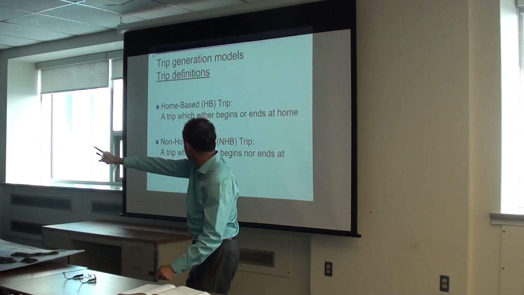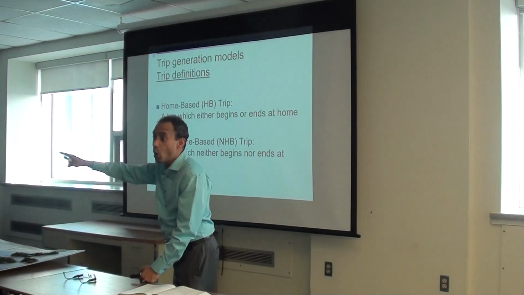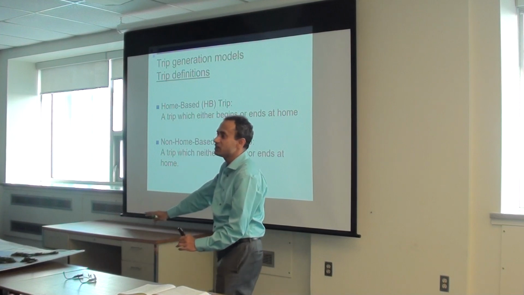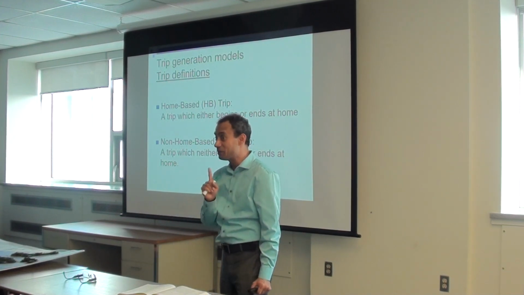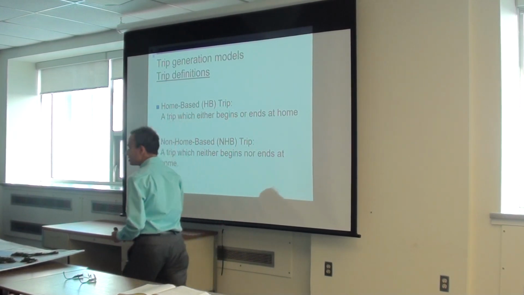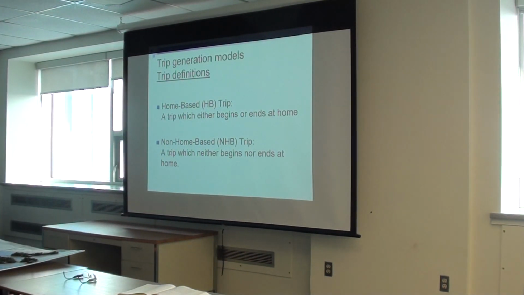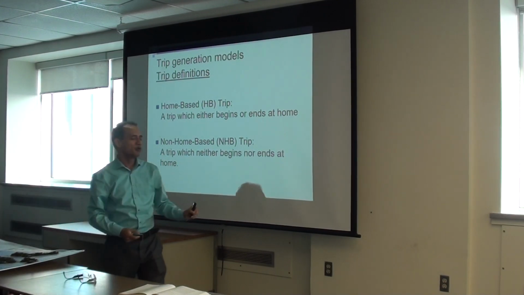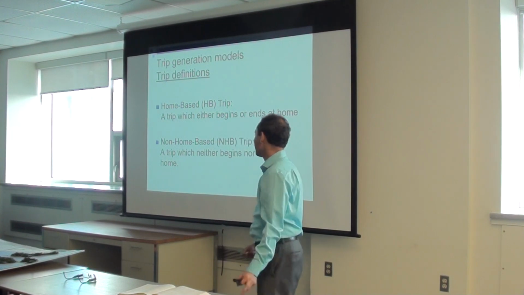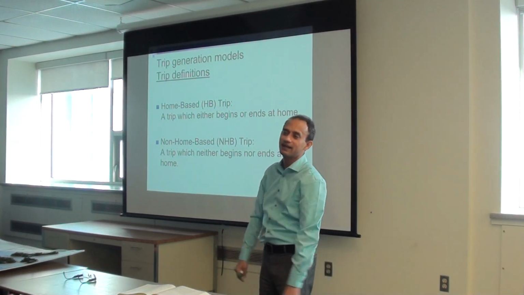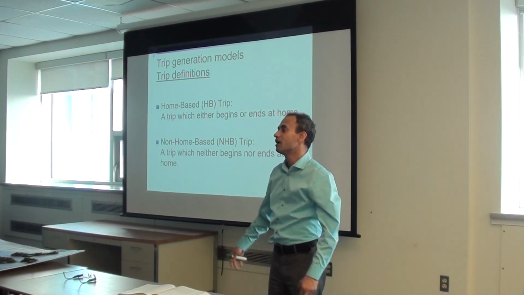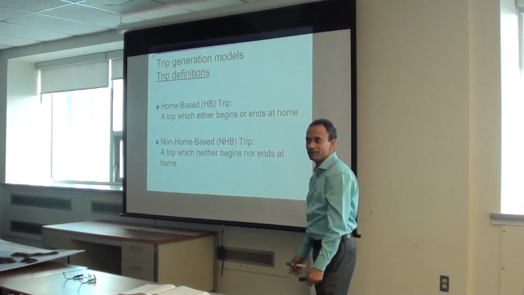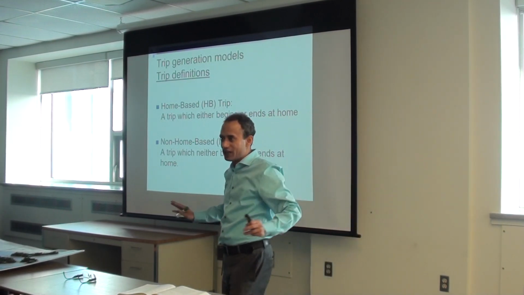So a home-based trip is one where either the trip begins or ends at my home. That's how we define home-based trips in transportation modeling. It's not just begin. Either begin or end. So if I start from home, coming to work, that's a home-based trip. If I start from work but come back to my home, that's a home-based trip too. A non-home-based trip is a trip which neither begins nor ends at home. Meaning from here to my bank, from here to my upper campus for a Synod meeting. Those are my non-home-based trips. So there is no anchor to my home. So that's how we start doing that.